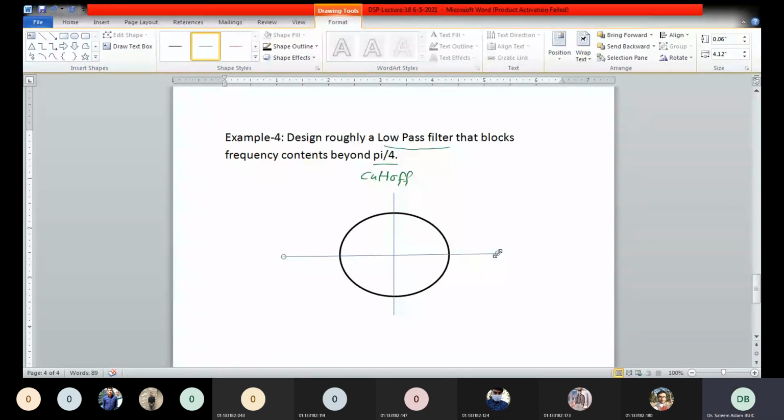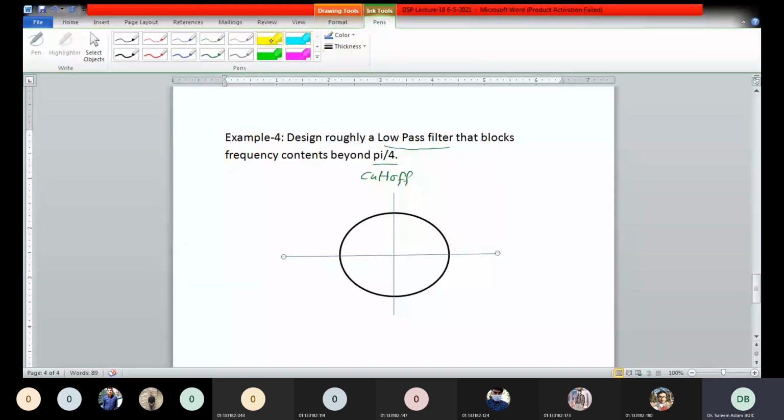Right. Since we are given pi by 4, we can roughly draw that this filter would allow the frequency content till pi by 4, and beyond pi by 4 it is blocking everything. So all the frequencies need to be blocked, so just go there and place all zeros till pi. Why pi? Because pi is the highest frequency component in your signal.